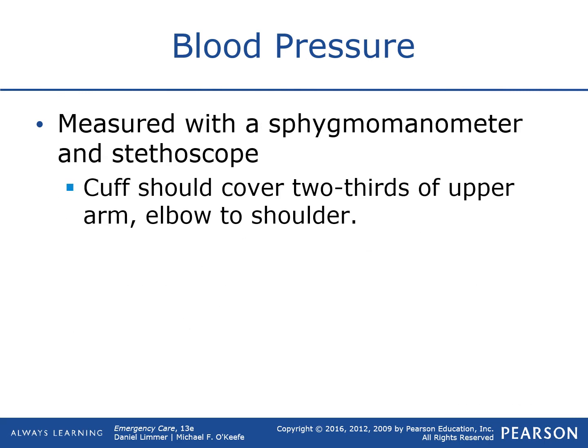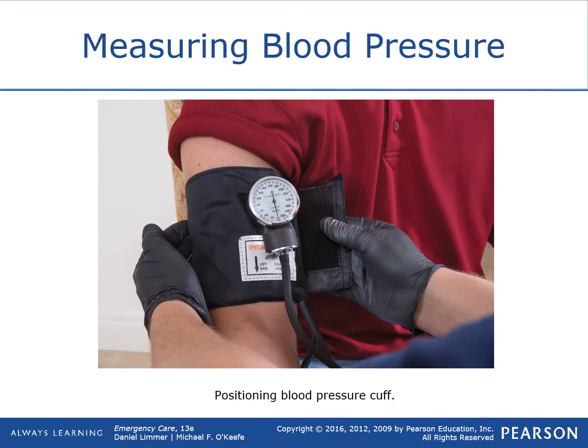So your blood pressure is measured with a blood pressure cuff and a stethoscope. The cuff of the blood pressure cuff should cover the 2/3 of the upper arm between your elbow and shoulder. So as you can see here, it's placed just between the elbow and the shoulder. You want a couple inches above the elbow.